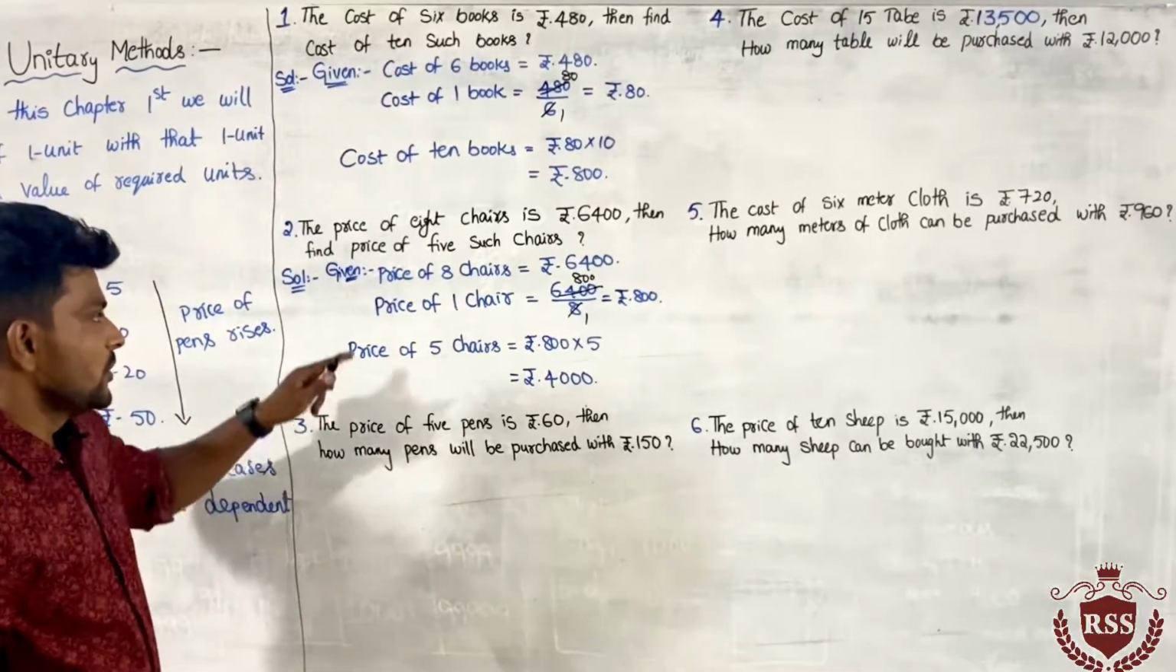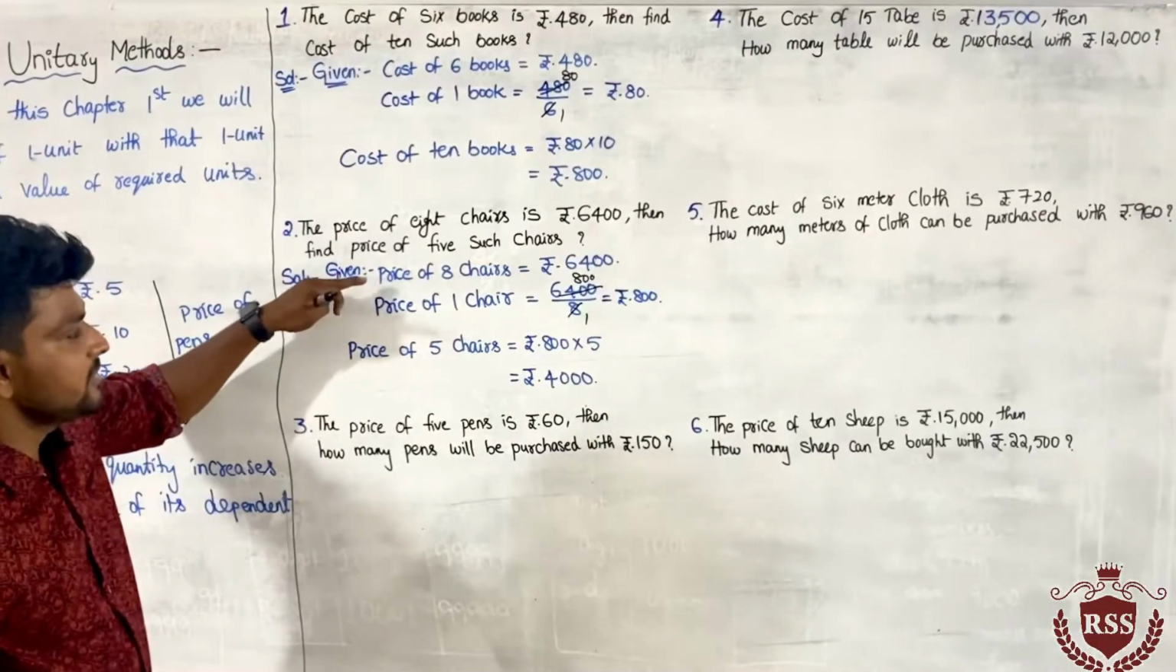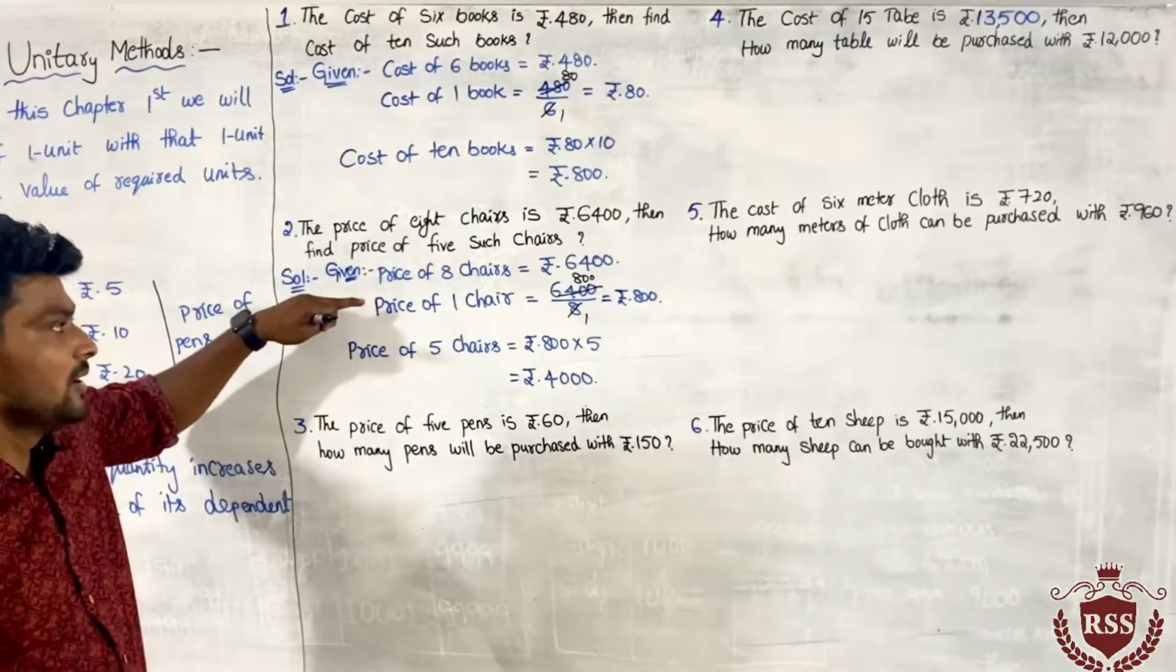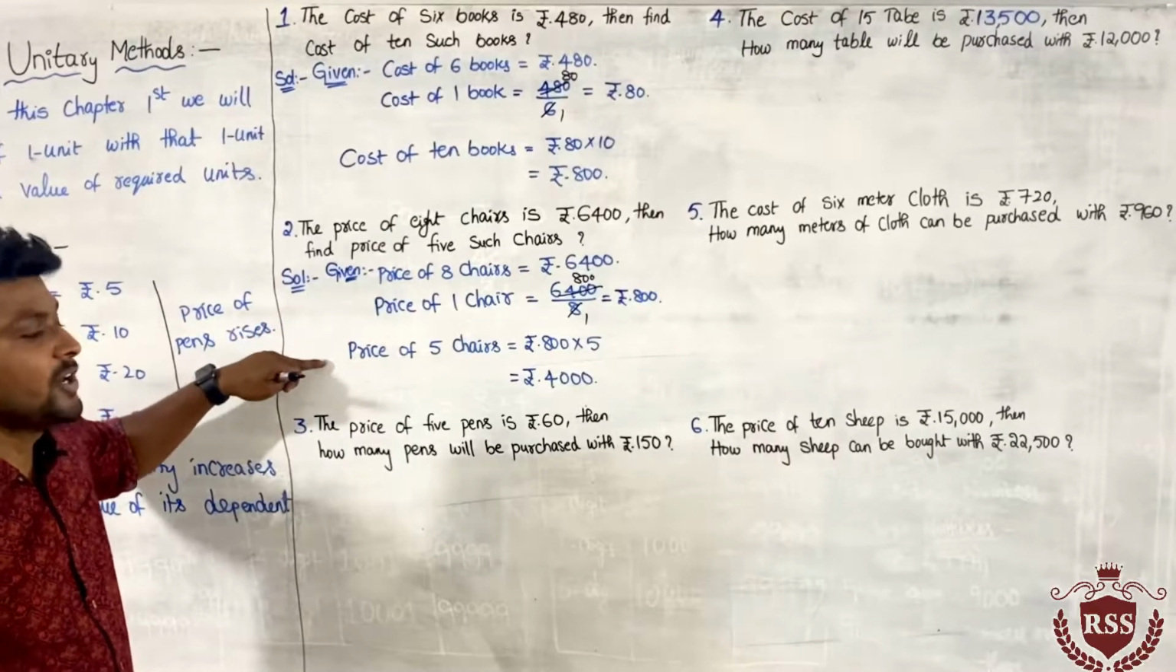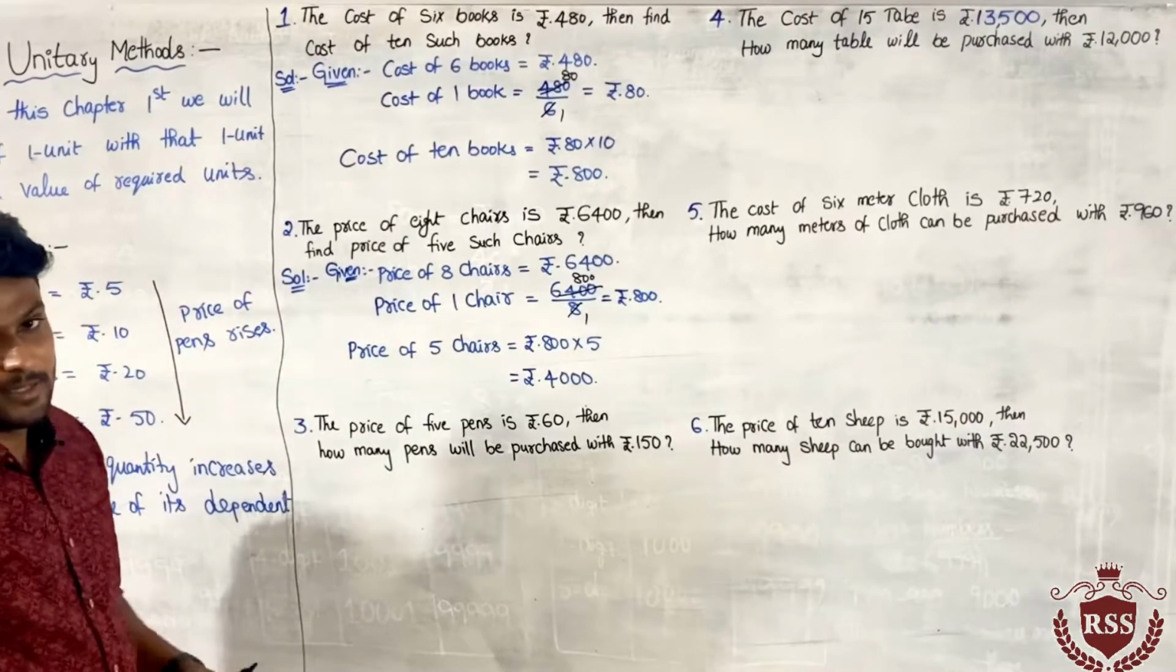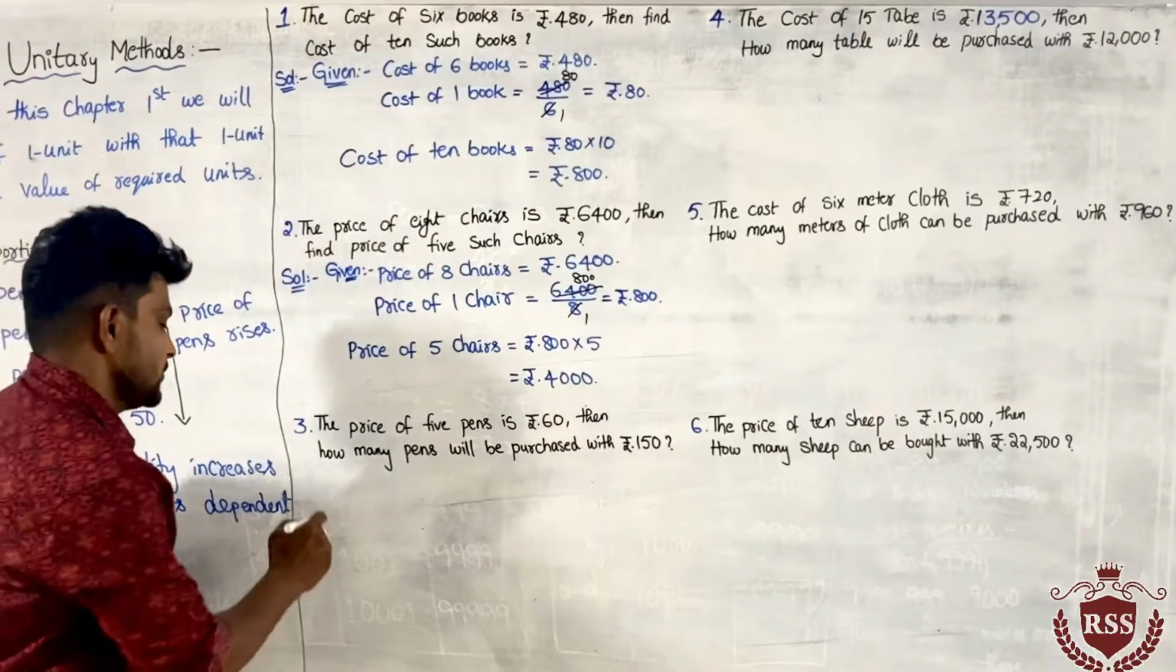Okay, again look here, the process will be very similar. First of all we need to find the cost of 1 chair. With that 1 chair we can find the required number of chairs. That is the unitary method. Next one, look here.